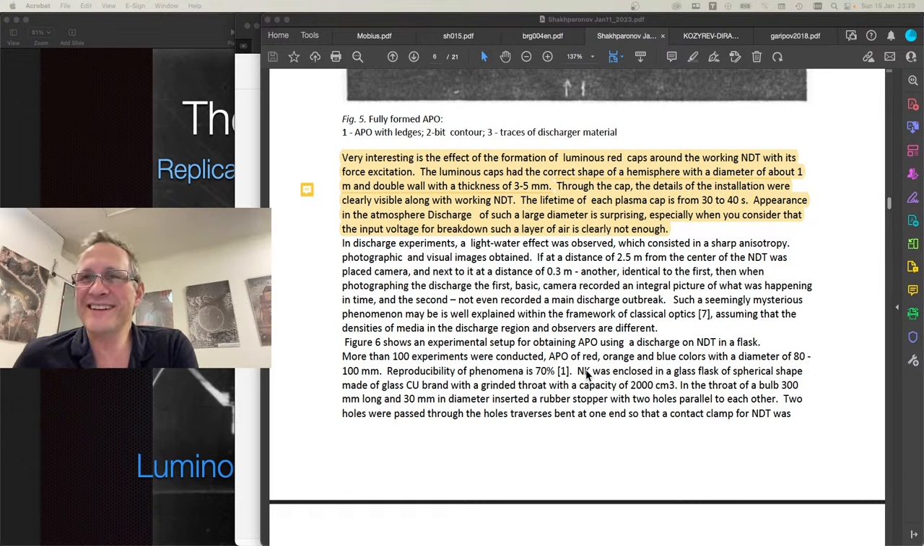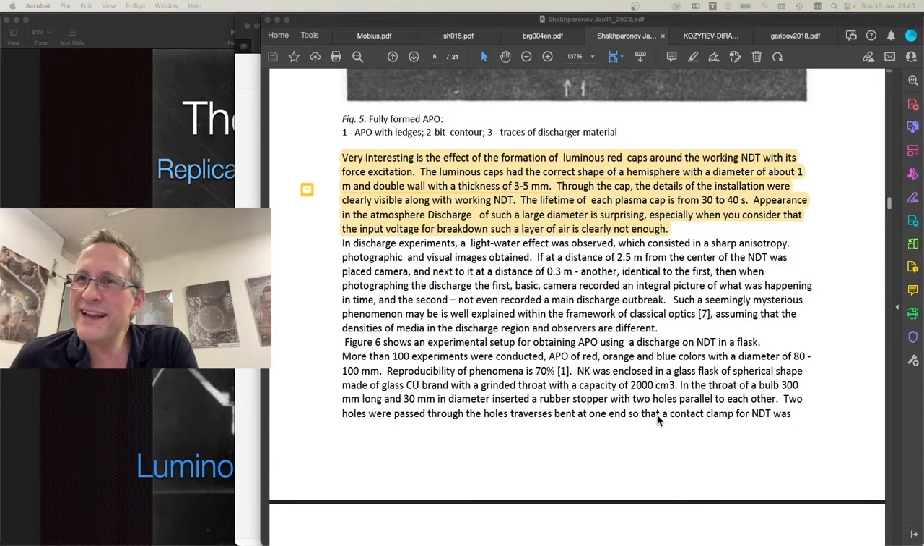So the Möbius strip was enclosed in a glass flask of spherical shape made of glass of this brand, with a ground throat, with a capacity of 2 liters. The throat of the bulb was 300 millimeters long and 30 millimeters in diameter. There was inserted a rubber stopper with 2 holes parallel to each other. I think 2 conductors were passed through the holes.